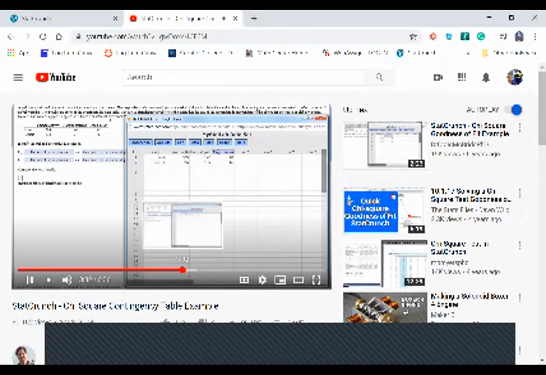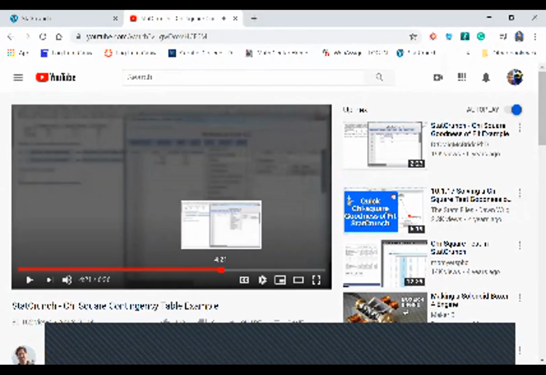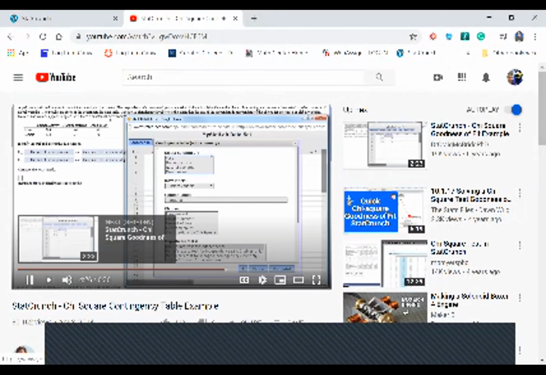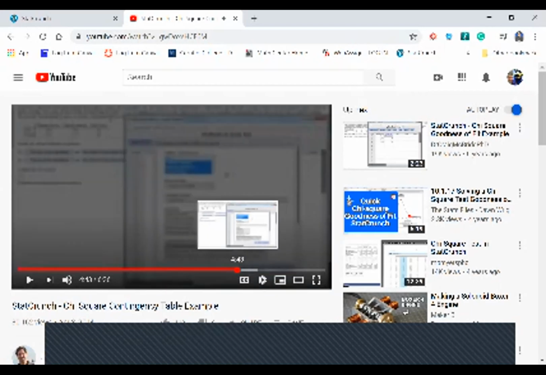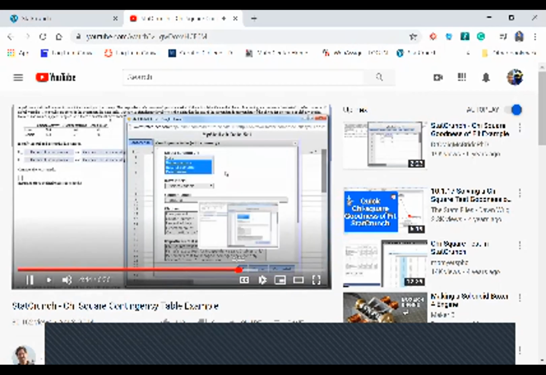I don't care about making it all pretty. I want the command. What is the command? Contingency table. Select columns. That means we select the columns that have the frequency counts. So you have to select all 3 of these. You can do that by holding the columns. Then down here, just select where the row variables are.